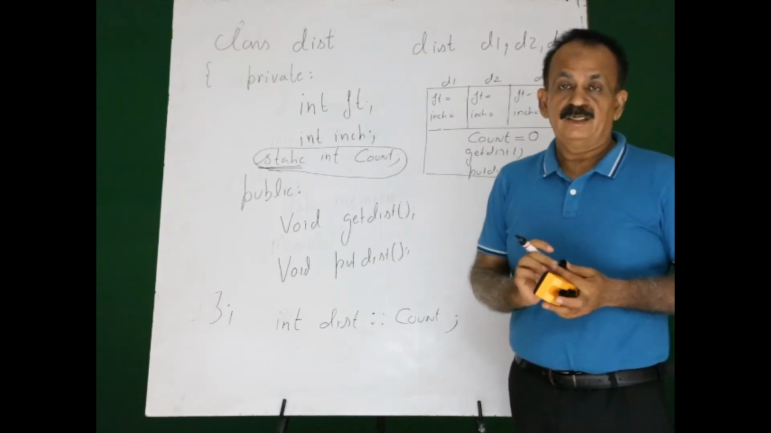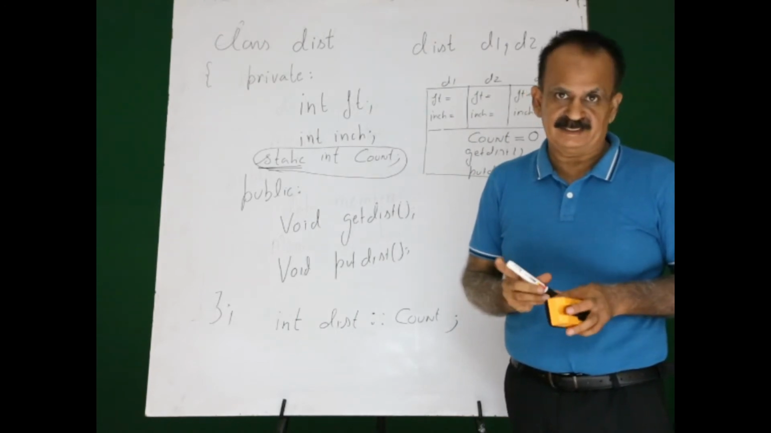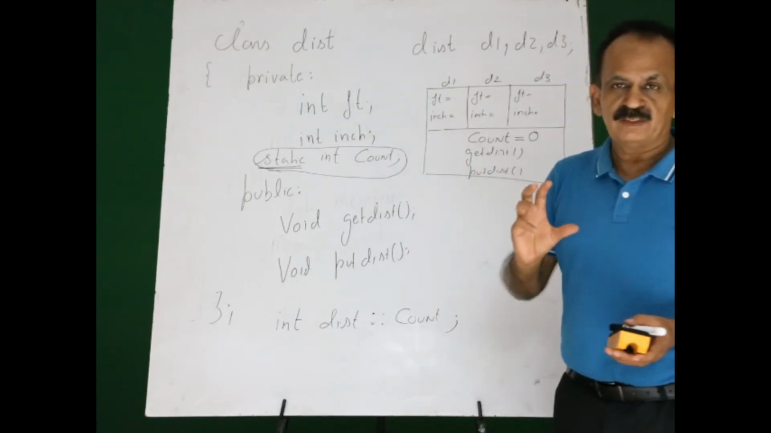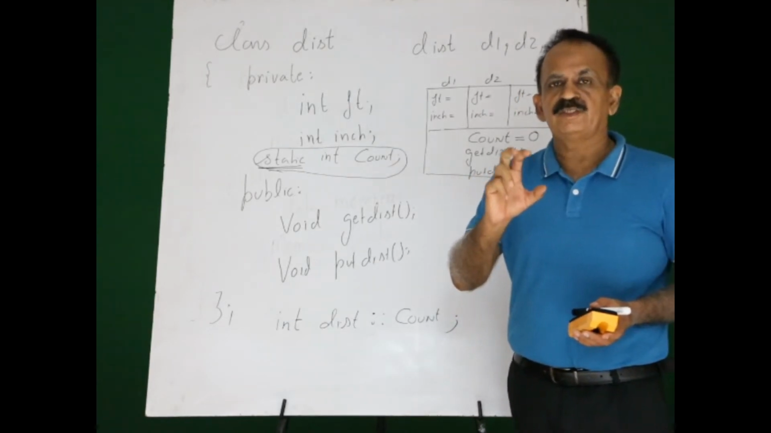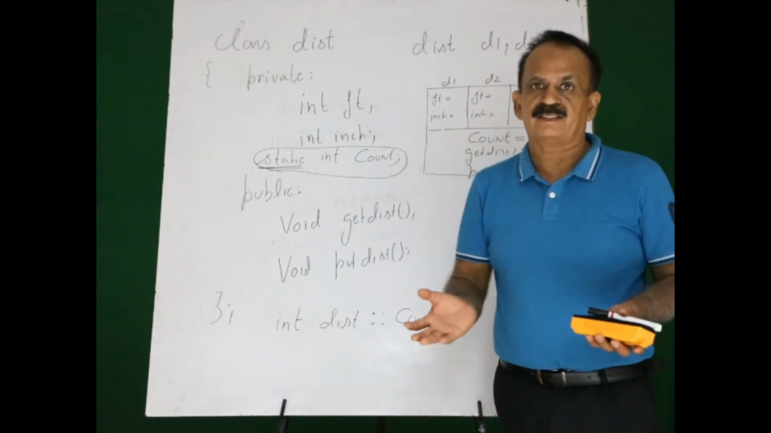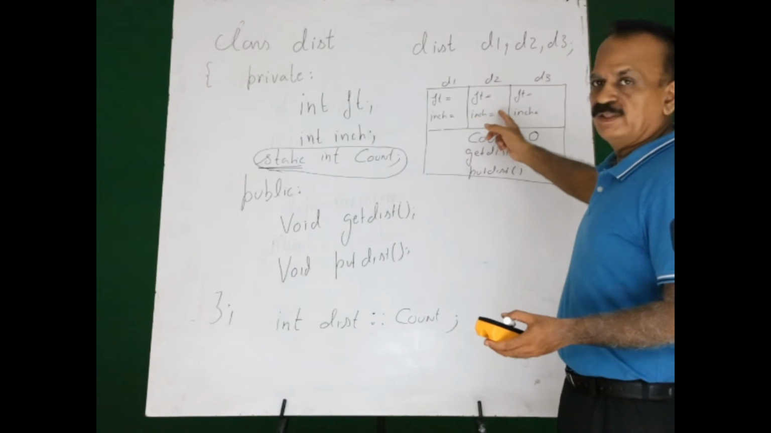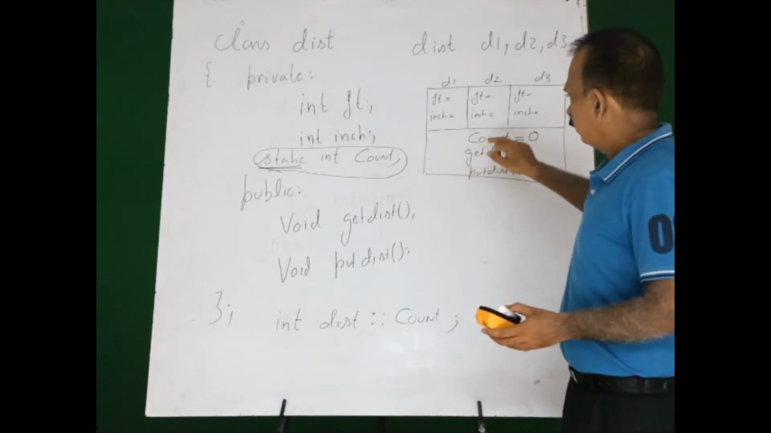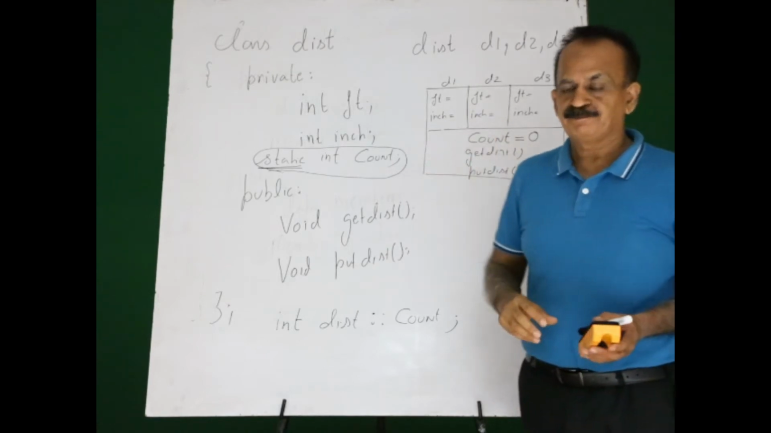Now basically, the question is, why do we need this? Why do we need this static data item? Sometimes we need a variable which is to be used with all the objects, which is common to all the objects, rather than with the individual object. This is the need of this particular static type variable.